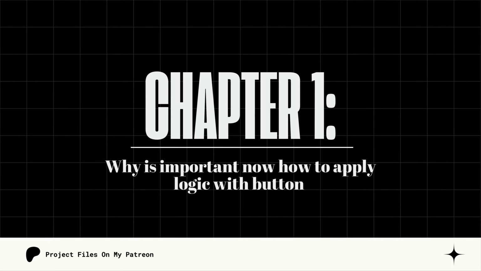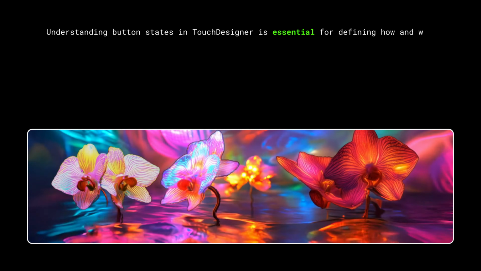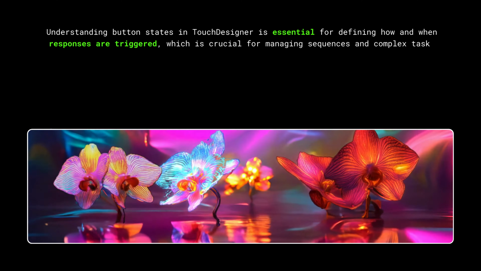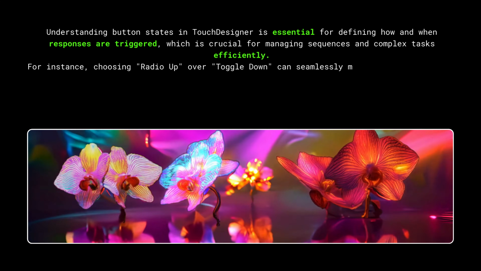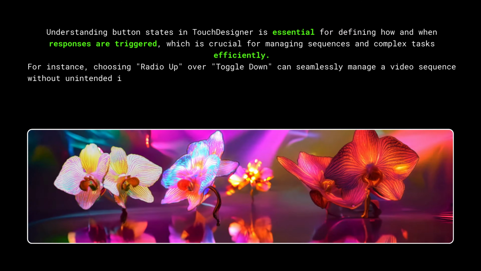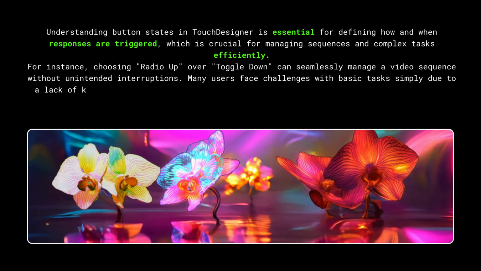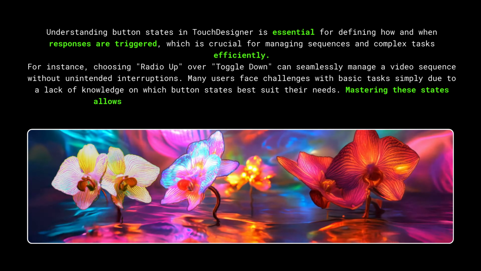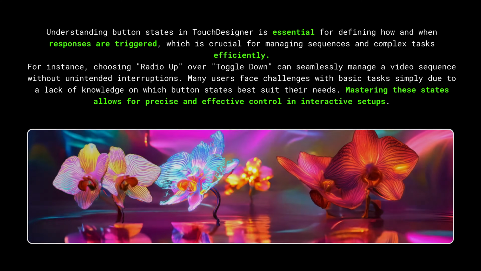Why is this important now? How to apply logic with buttons. Understanding button states in TouchDesigner is essential for defining how and when responses are triggered, which is crucial for managing sequences and complex tasks efficiently. For instance, choosing radio up over toggle down can seamlessly manage a video sequence without unintended interruptions. Many users face challenges with basic tasks simply due to a lack of knowledge on which button states best suit their needs. Mastering these states allows for precise and effective control in interactive setups.